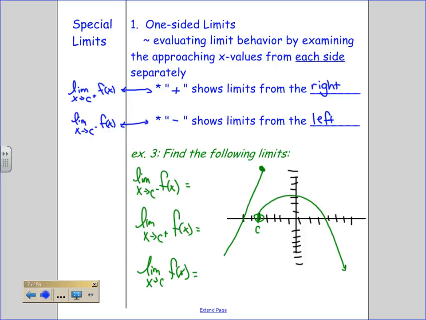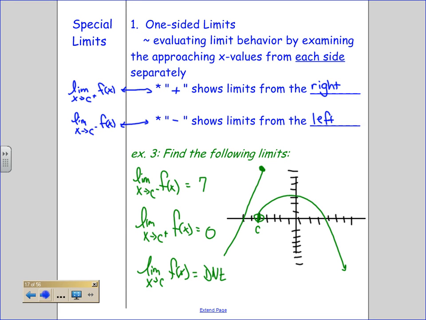Alright, Kayla, as I come from the left, where are the heights approaching? 7. From the right, where is it approaching? 0. And the overall limit is?